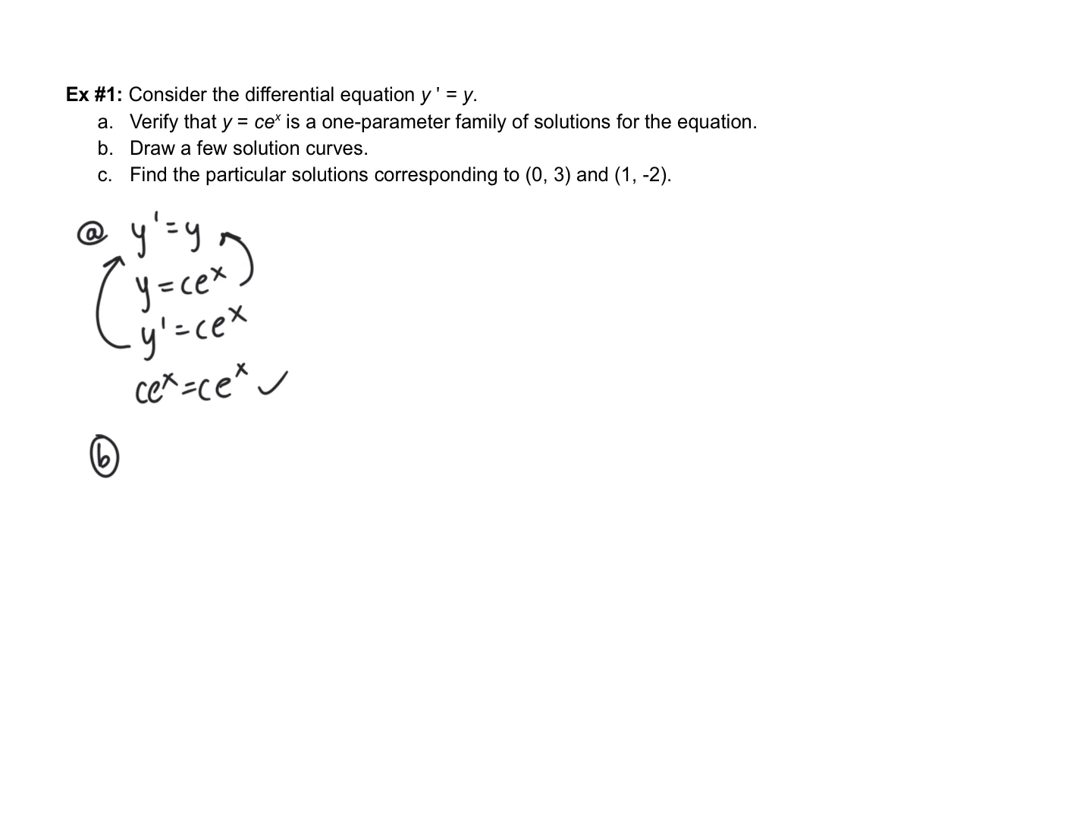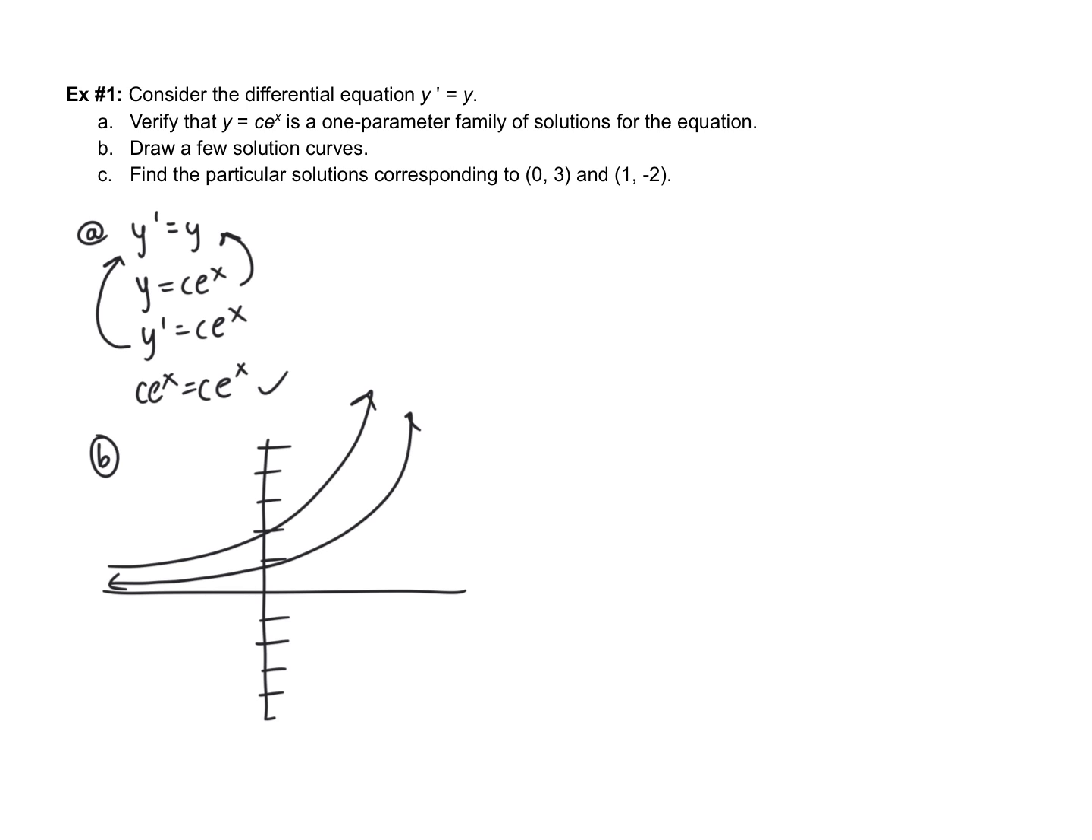Now, if we want to draw a few different solution curves, we have to know what e to the x looks like. So e to the x is going to start low. It's going to be exponential growth. So all of these are different c e to the x's, for different values of c. So there are infinitely many. I've just drawn a few of them. So those are a few different solution curves.